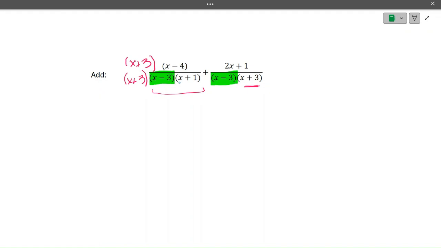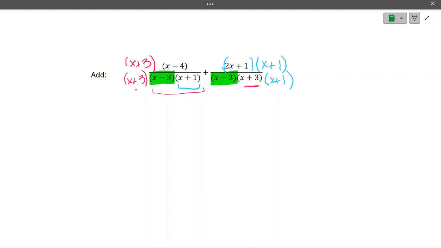And in this denominator, I notice that I have an x plus 1, but I don't have an x plus 1 in this denominator, so I'm going to multiply by x plus 1 here. And this doesn't have parentheses, so I'm going to go ahead and put parentheses around it because I'm multiplying the whole numerator by x plus 1. So let's just go through and make sure that we have all three of the binomials that are being multiplied by one another in the denominator.